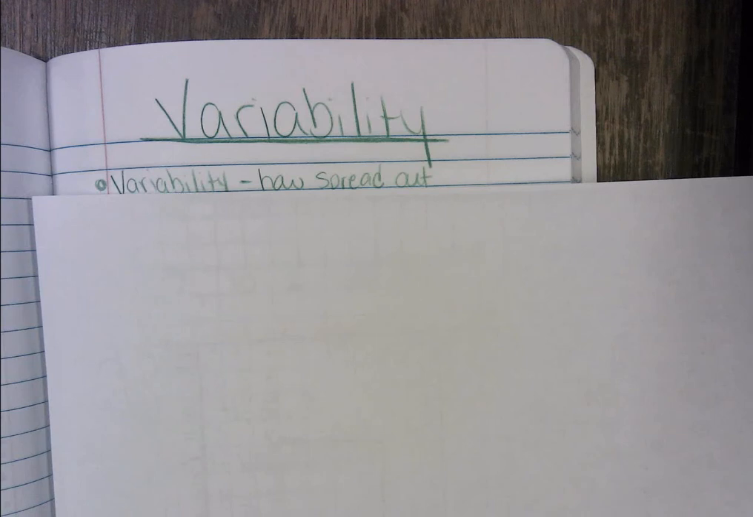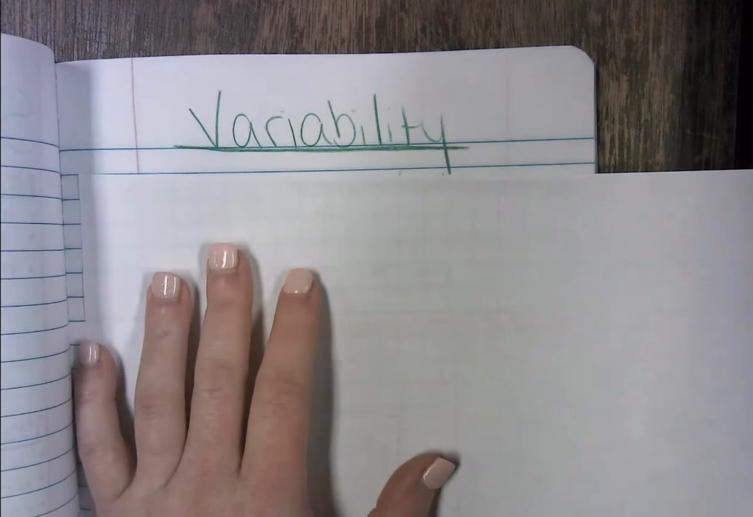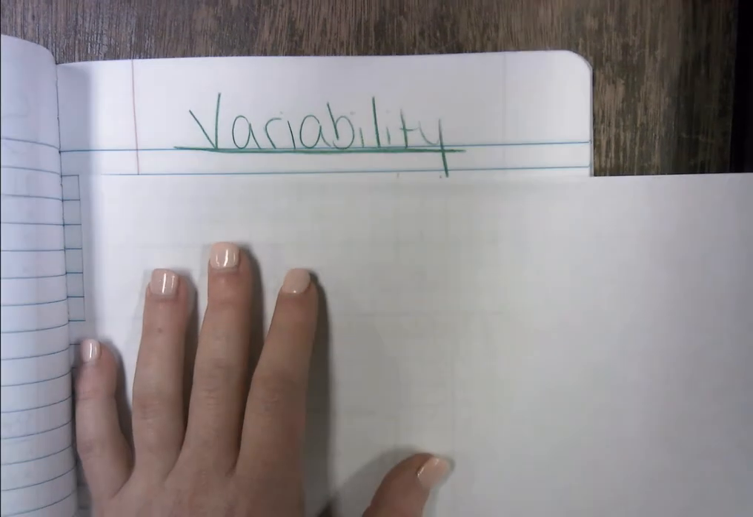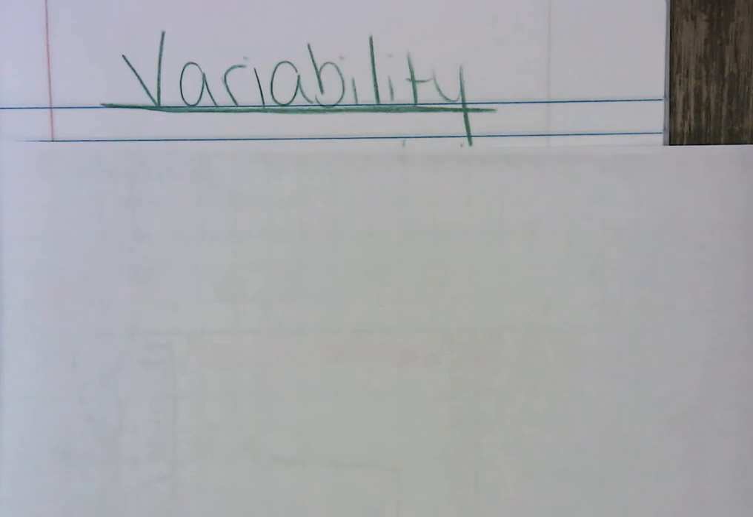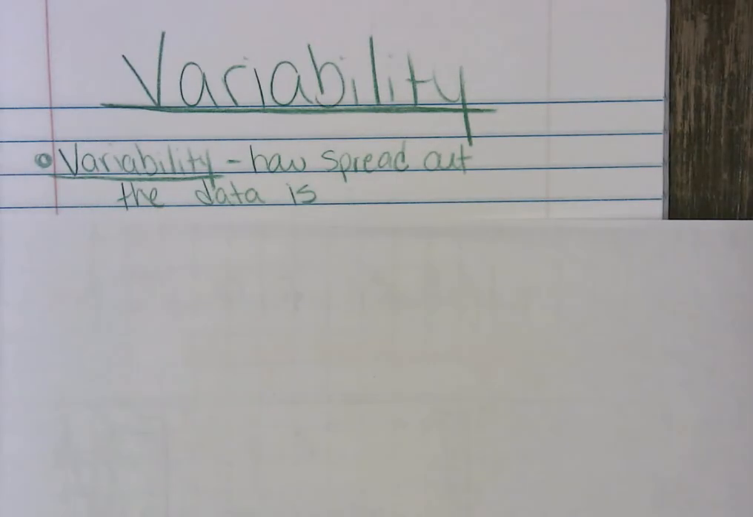Open to the next clean page in your journal, and we're going to title it Variability. It's not the same thing as variable. Variability, just like the video you just watched, means how spread out the data is. We need to know what variability means, especially when you're dealing with graphs and collecting data, when you're taking surveys or asking people different questions and you want to know how spread out your data is. That's called variability, or some people say a wide range. So variability means how spread out the data is.